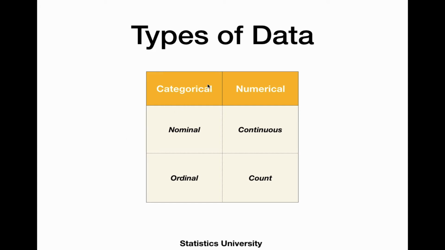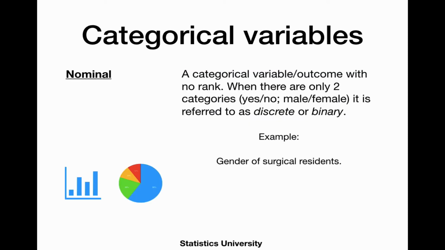A very basic distinction can be made to differentiate different types of data. And the first distinction is categorical versus numerical. And within the categorical type data, we can distinguish nominal and ordinal data. We'll come back to what that actually means. And on the numerical side, we can distinguish continuous and count data.